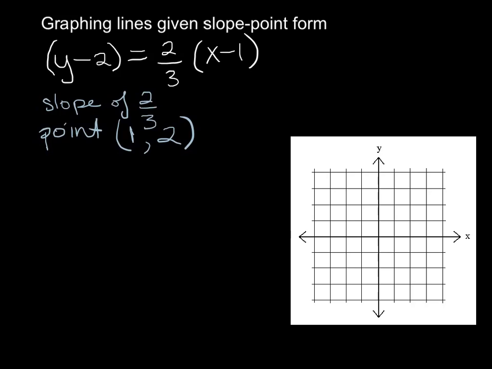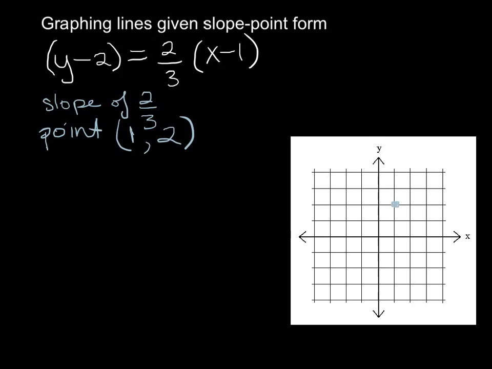Let's keep going anyways. So let's plot our point (1, 2). So on our x, we want to find where 1 is, so that's right here. And then from there, our y value will be 2, so I go right up to there. Okay, so let's plot our point right there. I'll get my pen, and (1, 2) is right there.